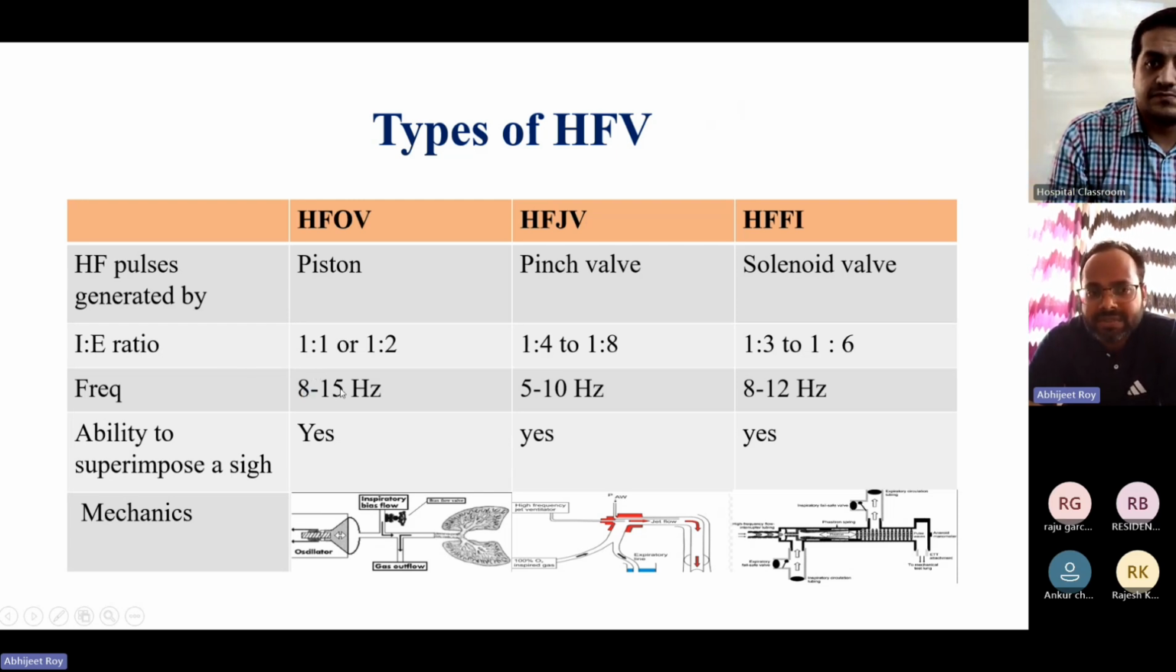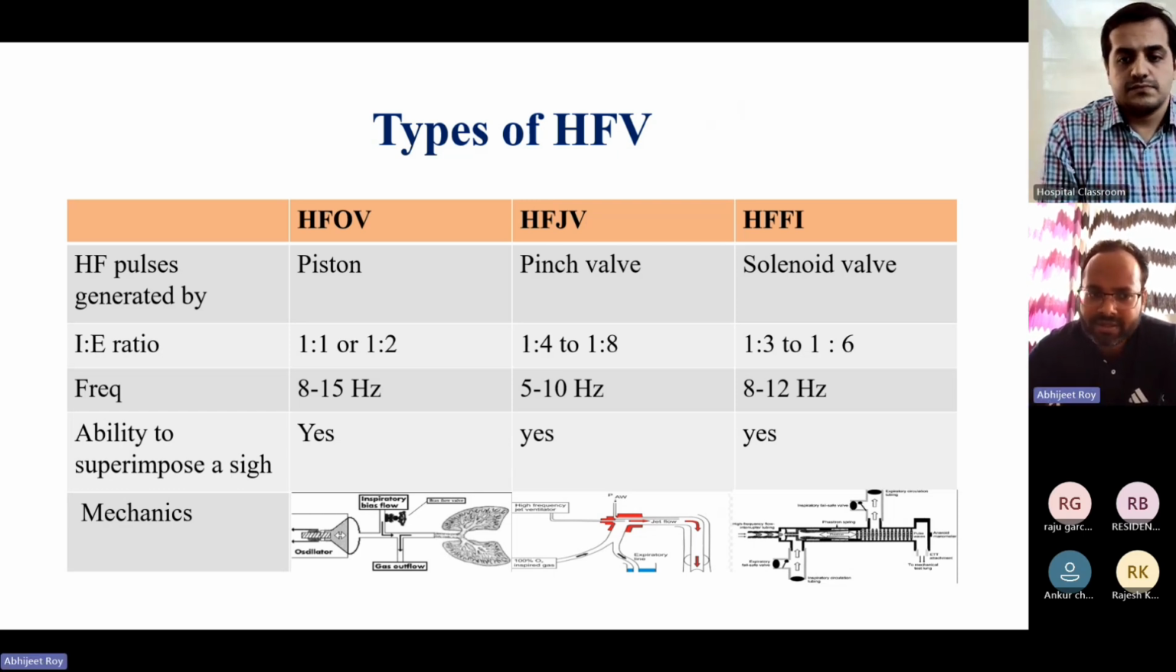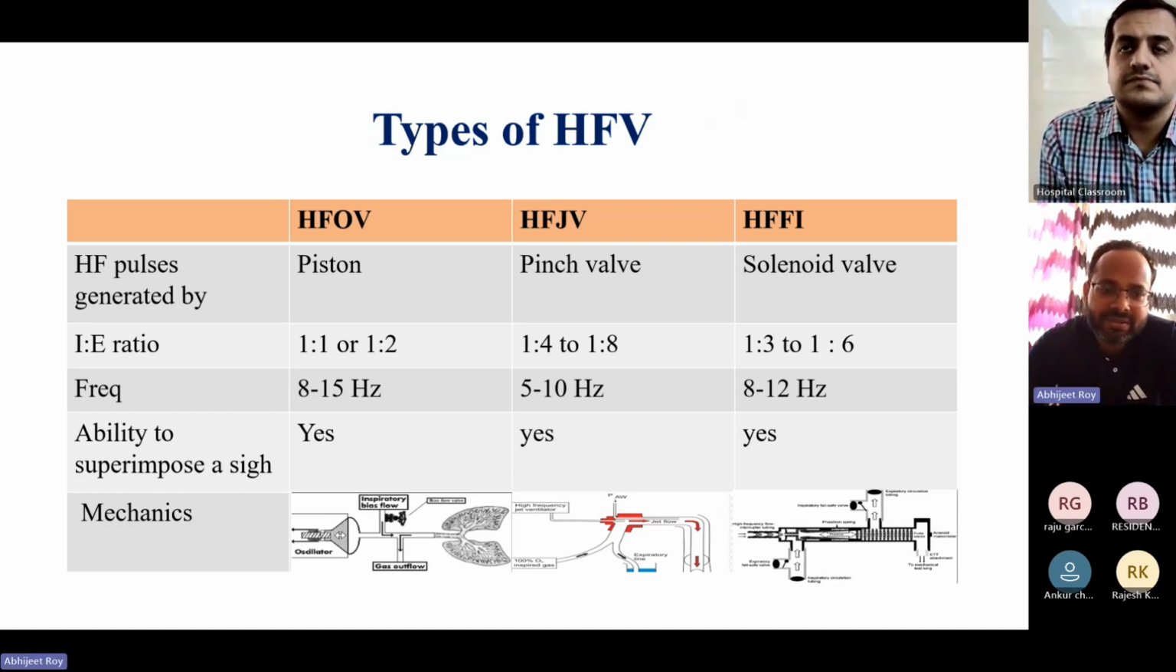So 1 hertz is around 60 cycles per minute, so multiplied by 60, we can get the frequency. Then yes, we can superimpose the sigh breath. What is a sigh breath? It is an additional breath besides the high frequency oscillation ventilation. In some ventilators we can superimpose a sigh breath, and it is usually helpful in babies having ARDS, acute respiratory distress syndrome.